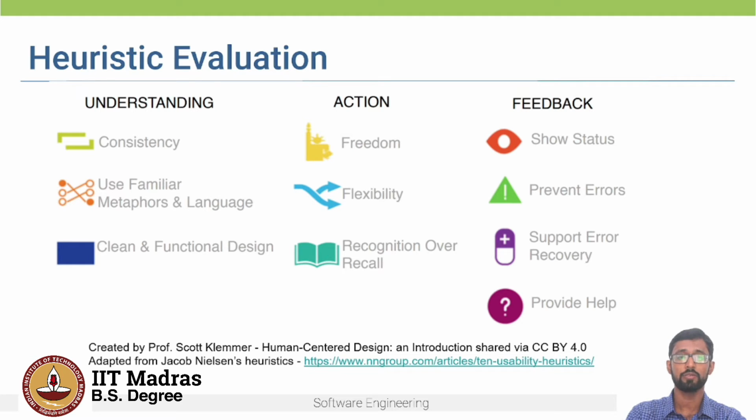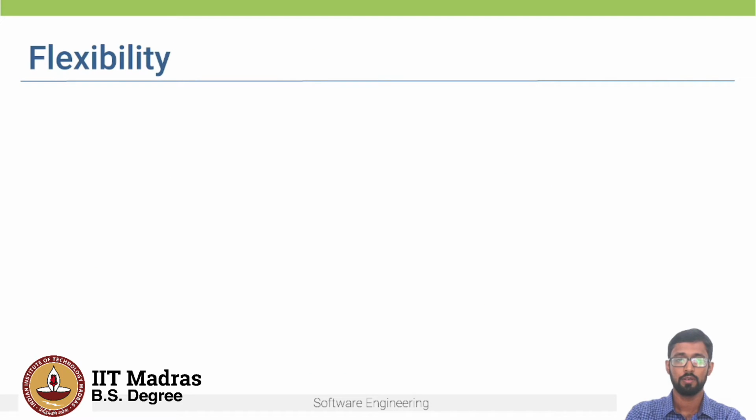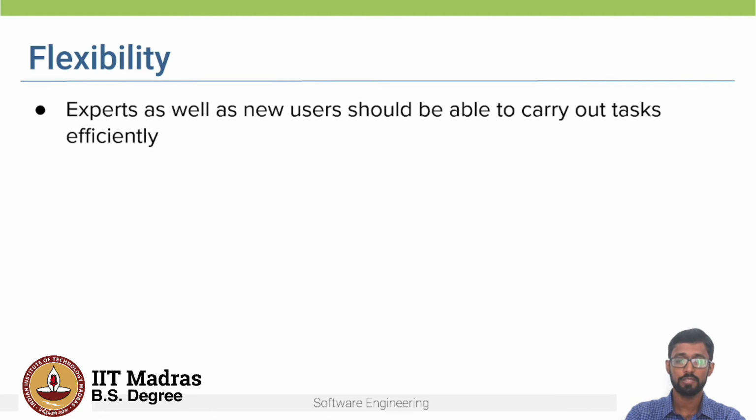The next heuristic is flexibility. So experts as well as new users should be able to carry out tasks efficiently. So new users often require guidance when using a system and need clear and obvious options. So they usually rely heavily on step-by-step wizards or clearly labeled menus. However, more experienced users learn the required keyboard shortcuts to complete the same task.